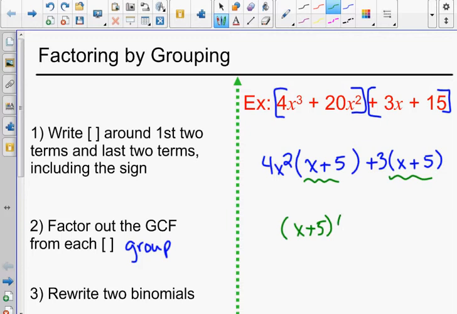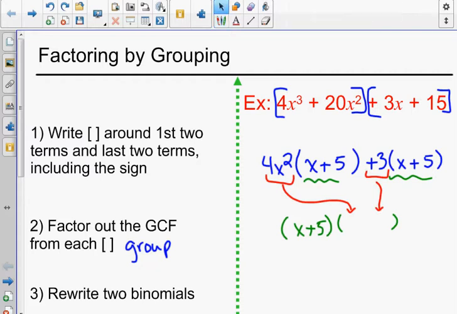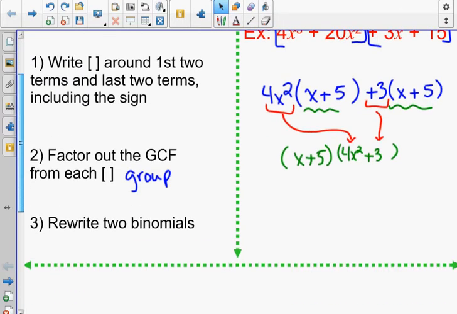Now, to get the second binomial, we're going to use these terms that are in front of that x plus 5. So the 4x squared is going to be the first part, and the plus 3 is going to be the second part, or the second term, to our second binomial. So our factored form for the answer is going to be x plus 5 times the binomial 4x squared plus 3. So let's take a look at a second example.